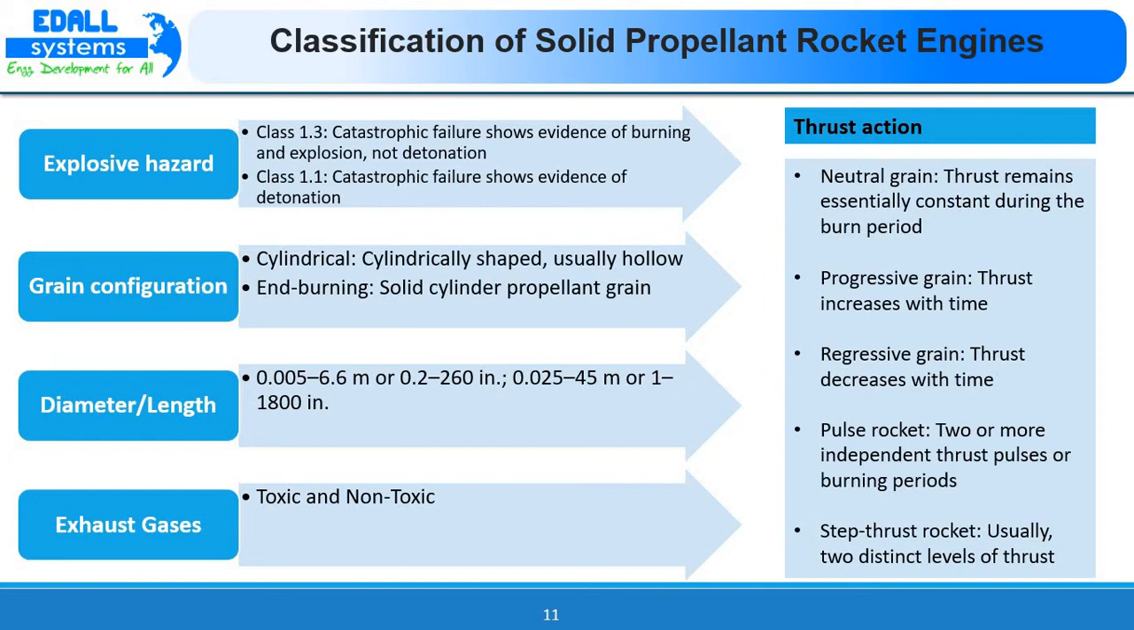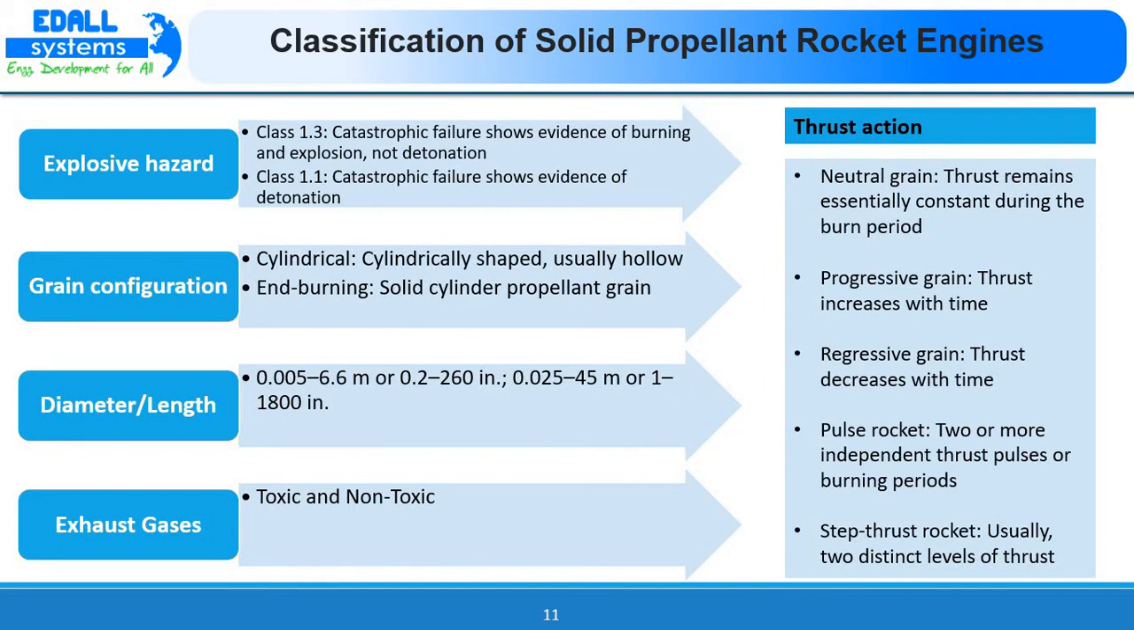In the neutral grain, the thrust remains essentially constant during the burn period. So as the grain burns, the thrust will remain constant along with the time. In the progressive grain, the thrust will increase along with the time, and in regressive it will be opposite, that is, the thrust will decrease along with the time. In the pulse rocket, two or more independent thrust pulses or burning periods are available, while in the step thrust rocket, usually two distinct levels of thrust are available.